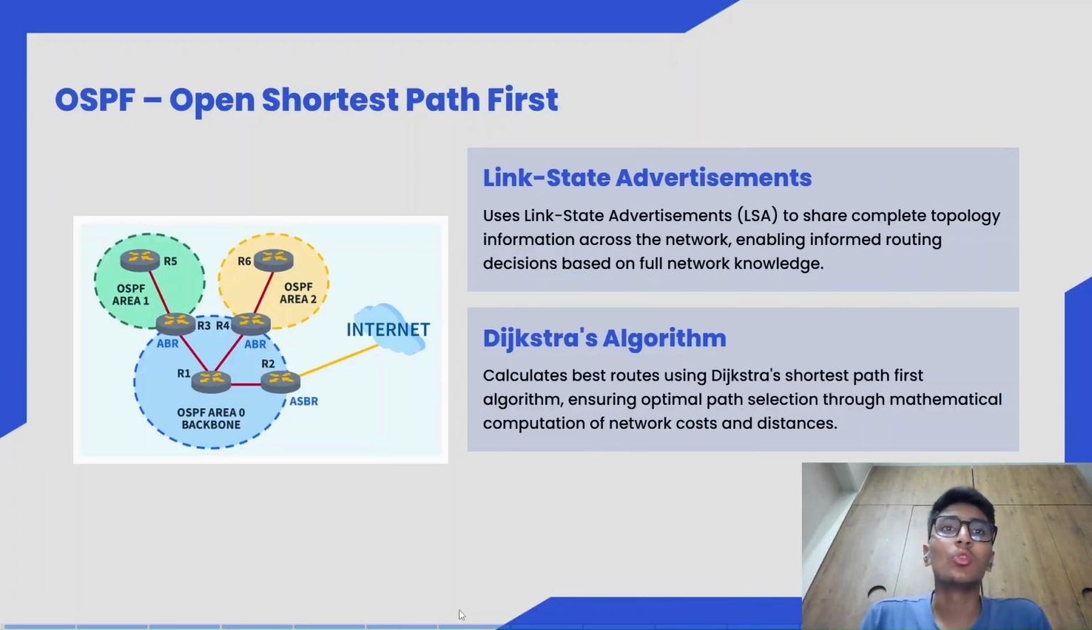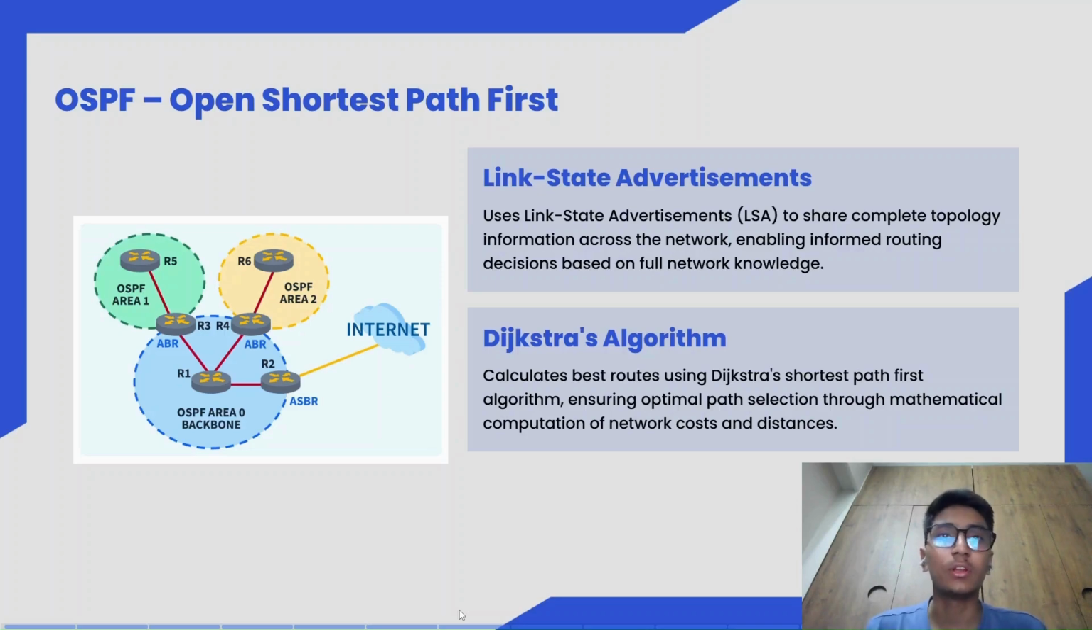So the next is Open Shortest Path First. This is a key example of a link state routing protocol, typically used to find the best path between routers within an autonomous system. So let me tell you how it works. The first is the LSA mechanism. OSPF routers use link state advertisements to share complete topology information across the network. This allows every router to build a fully informed map for routing decisions.